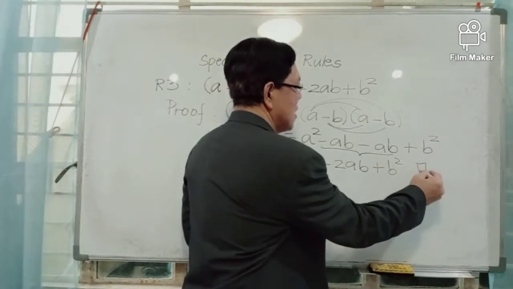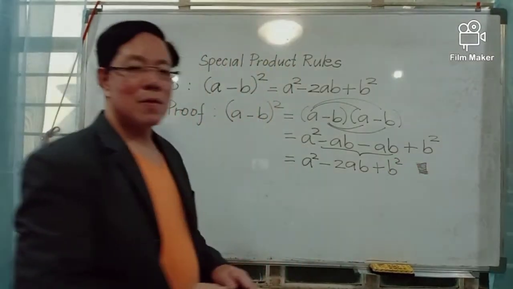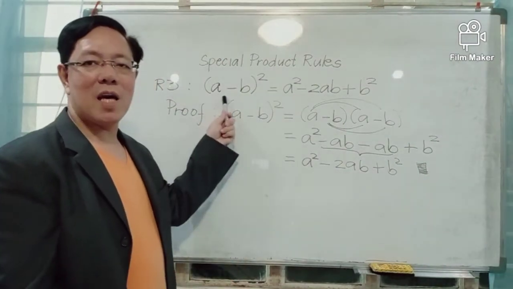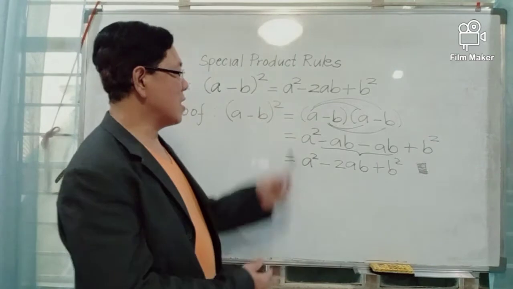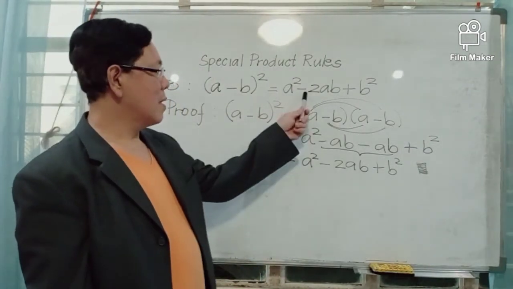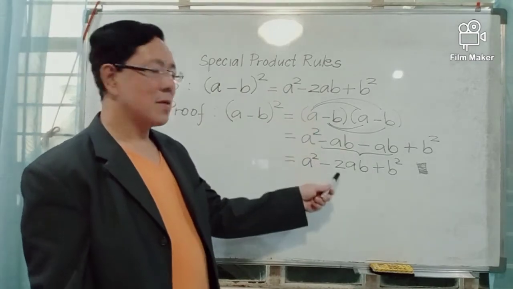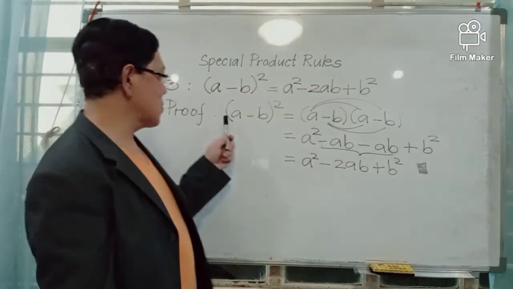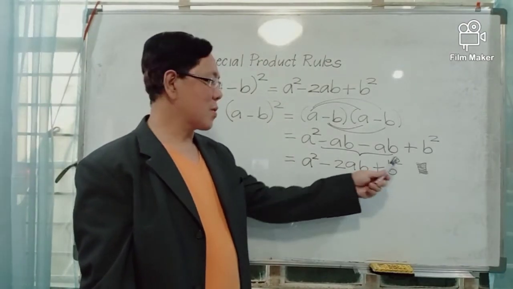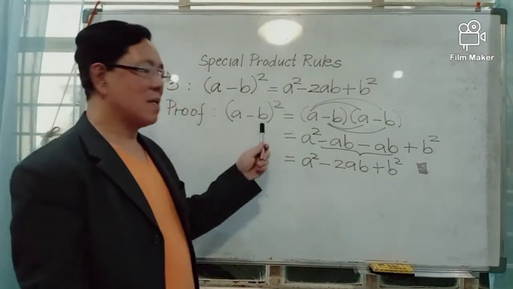We have shown that the square of a difference of A and B is truly equal to the square of the first term minus twice the product of the two terms. The last term is positive, the square of the second term B.